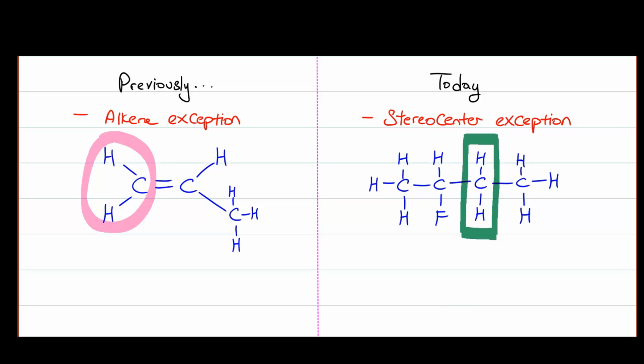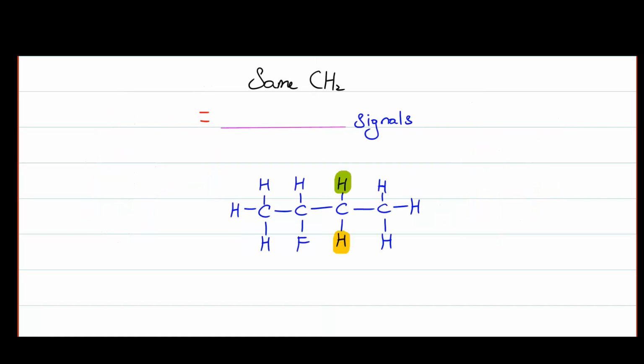In the last video, we looked at the alkene cis-trans exception, where two hydrogens can become non-equivalent because they sit in different rigid environments. In this video, we move on to the next big exception, where a CH₂ group is affected by a stereocenter. Here is the trap.